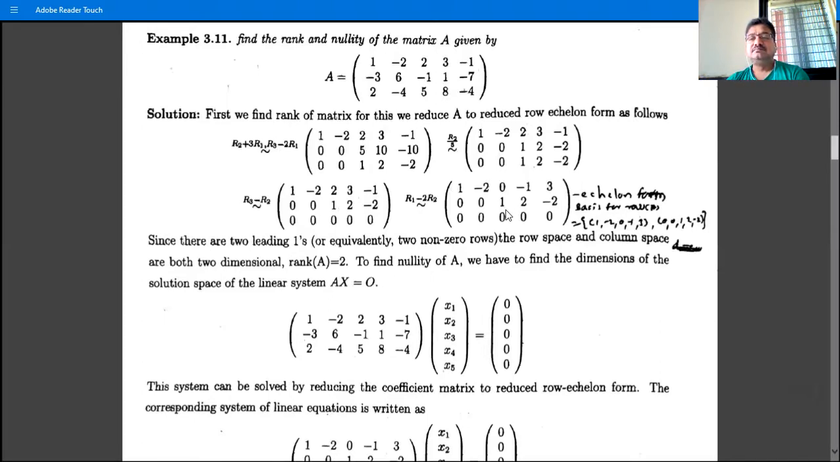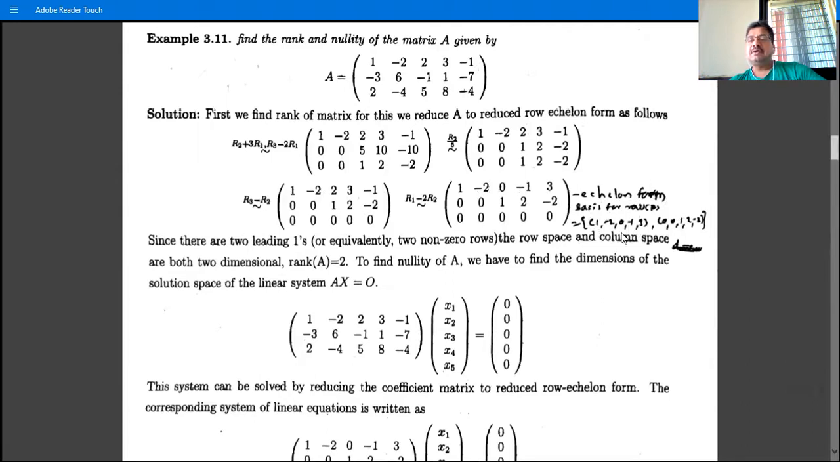And therefore actually the column space or row space, both are here to write. So write this as an echelon form, and then what is the basis for row space of A? Write the first row as the first vector, and the second row as the second vector, 0 0 1 2 minus 2. Then write 1 minus 2 2 3 1 as the first vector, or 1 minus 2 0 minus 1 3. So this is the basis for row space of A.